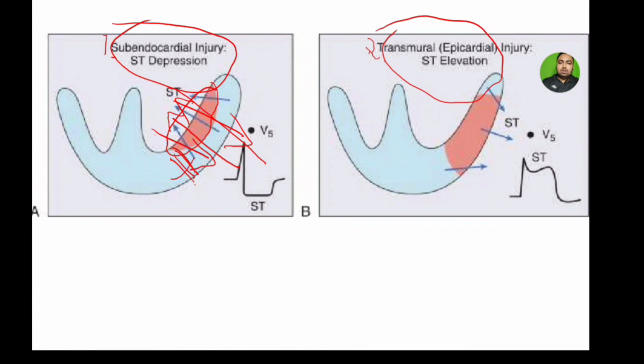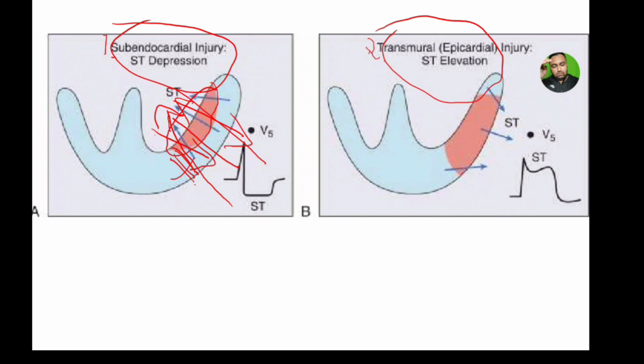Okay, so there are basically two types of injury whenever we are considering ischemia. In subendocardial injury, the injury is confined to a limited portion of the heart, that is, near the endocardium. What happens in this kind of injury? The current of injury goes from outside to inside.